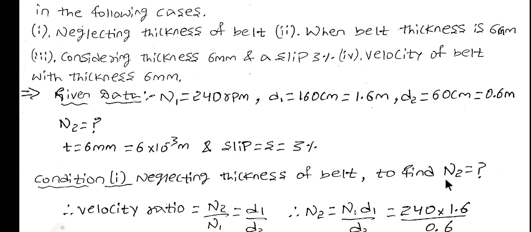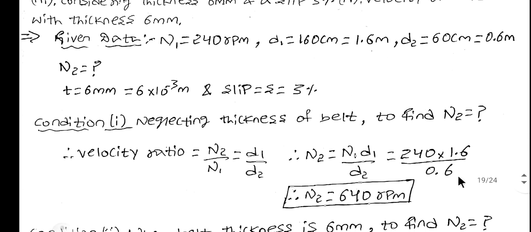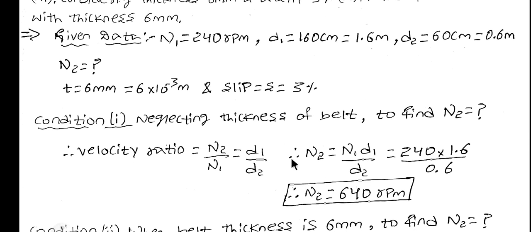You need to find out the N2, the speed of driven shaft or pulley. In this, N1 is given, D1, D2 is given, means you have to use velocity ratio formula. N2 by N1 is equal to D1 by D2. Substitute the values of N1, D1, D2. N1 is given as 240 rpm, D1 is 1.6 meter, D2 is 0.6 meter. Substitute that and N2 you will get it as 640 rpm. This is for condition 1.